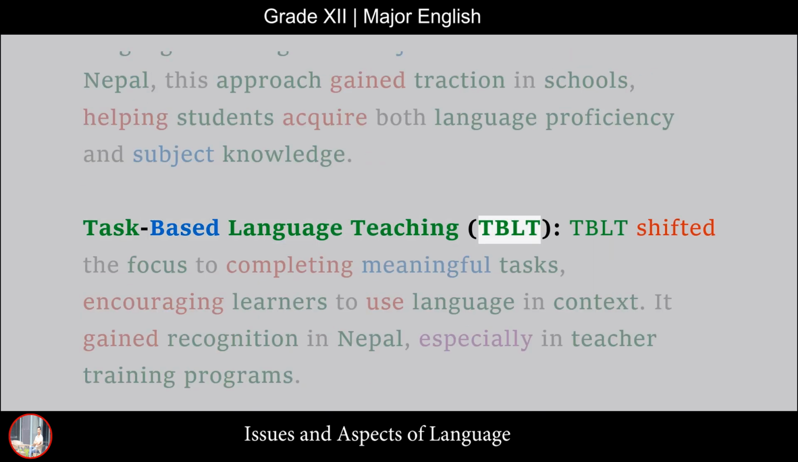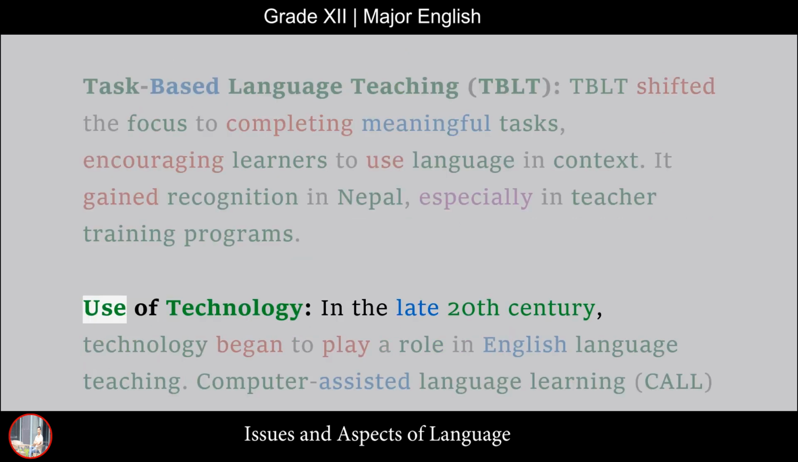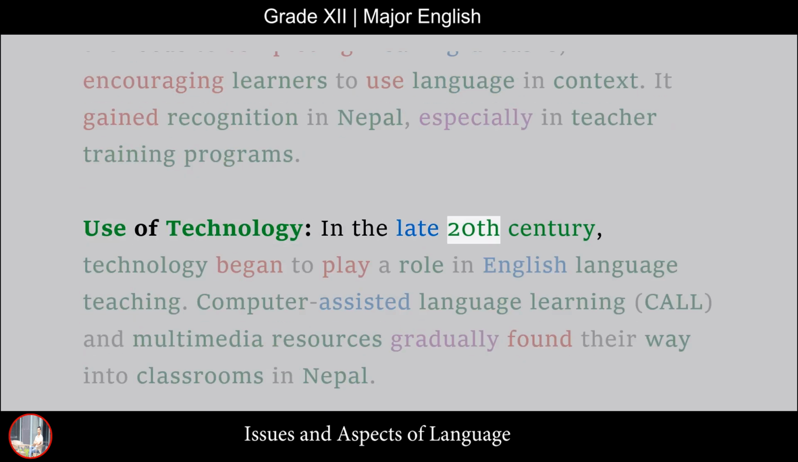Task-based language teaching, TBLT, shifted the focus to completing meaningful tasks, encouraging learners to use language in context. It gained recognition in Nepal, especially in teacher training programs. Use of technology. In the late 20th century, technology began to play a role in English language teaching. Computer-assisted language learning, CALL, and multimedia resources gradually found their way into classrooms in Nepal.